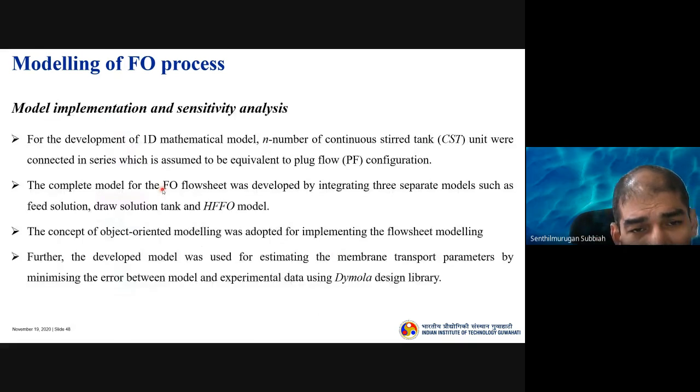So how to implement this model? You can directly apply a finite difference algorithm where you need to do multiple for loops, and then converge the problem. But in this case, it is very easy. There are standard solvers available which we can use. So for development of the 1D mathematical model, there will be n number of continuous stirred tanks. It's basically a completely mixed tank unit connected in series, which is assumed to be equivalent to a plug flow. That's what we will be doing here.